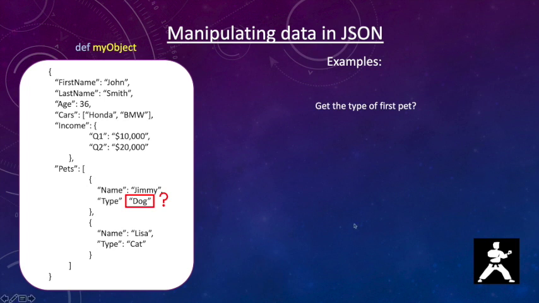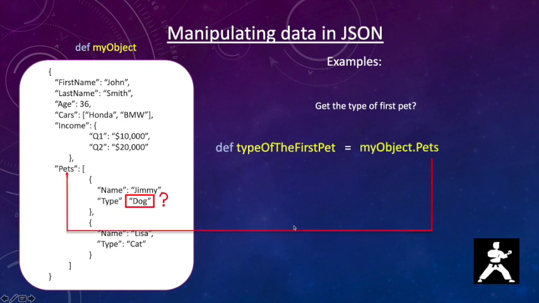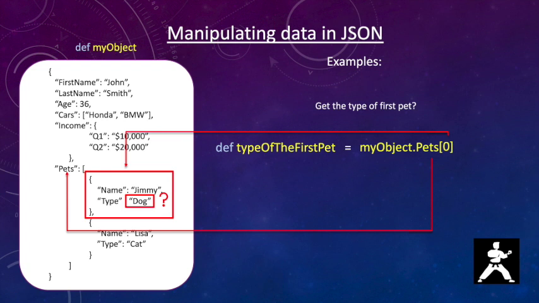Moving on, how to get the type of the first pet. This is our dog Jimmy, so we need to get the value that this is actually dog. We define the variable type of the first pet. Then we call our object.pets, so this is an array. Then in our array we're getting the first value of the array, which has index 0. And then we call .type, which is this one, and this is how we're getting the value of the dog. So as you see, it's very, very simple.